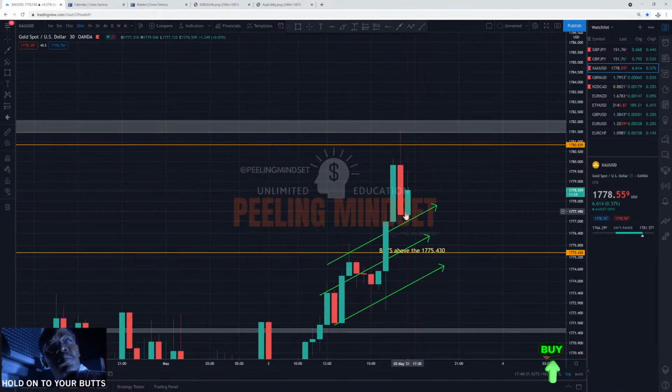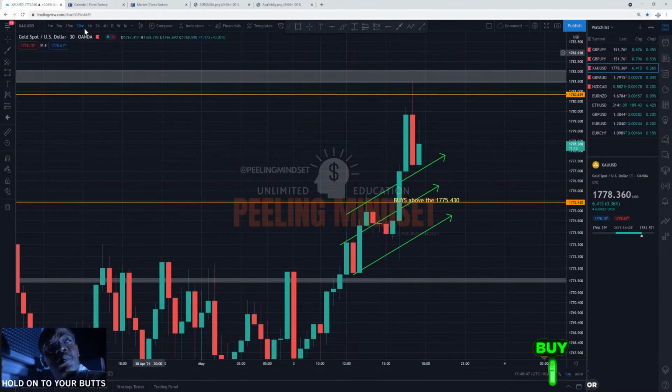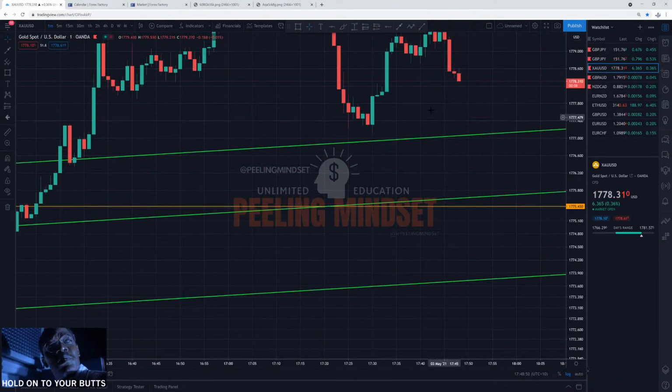So the current 30-minute candle is still bullish and there is a wick on the top. This current 30-minute candle could actually reject and start flipping bearish. That'll be good. We can get a correction in the market. So we just have to wait and see.